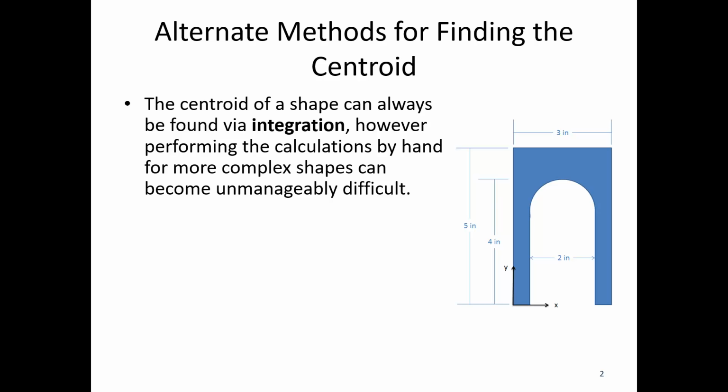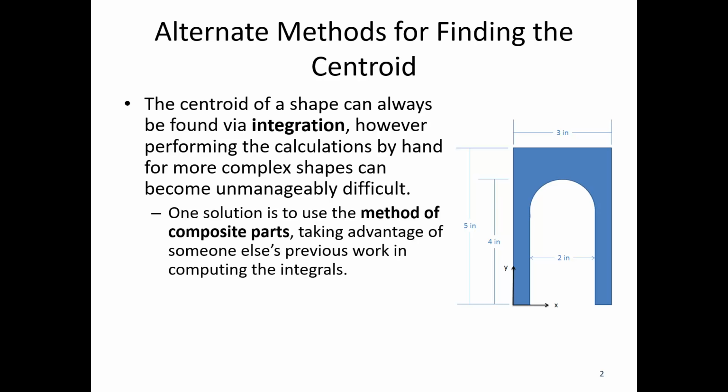Because of that, we do have alternate methods that we've developed to find these centroid locations since they are important. One solution is to use the method of composite parts, which is what we're going to be talking about here today. We're going to take advantage of someone else's previous work. Someone else did the calculus for a general semicircle, etc. And we're going to use all of that previous work to stitch together a more complicated version of the centroid equation, skipping a lot of the calculus.